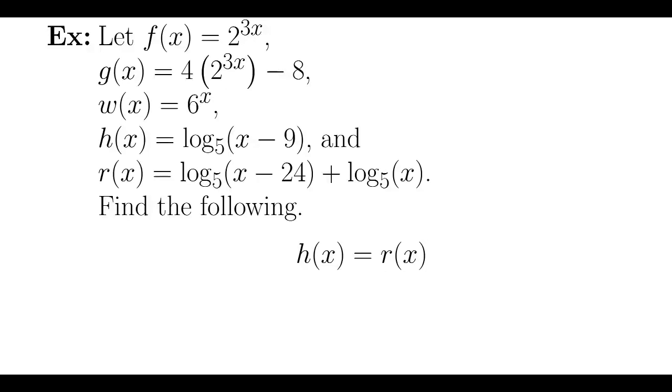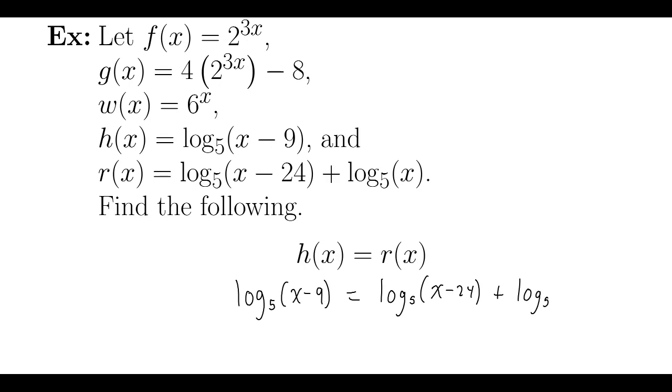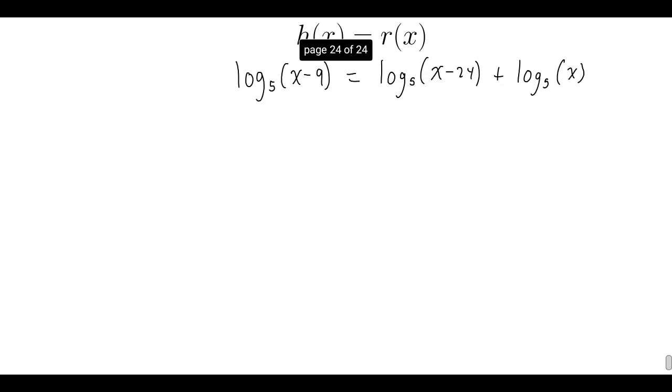h of x equals r of x. These are two logarithmic equations. The first one, log base 5 of x minus 9 equals log base 5 of x minus 24 plus log base 5 of x. Alright, got a lot going on here.